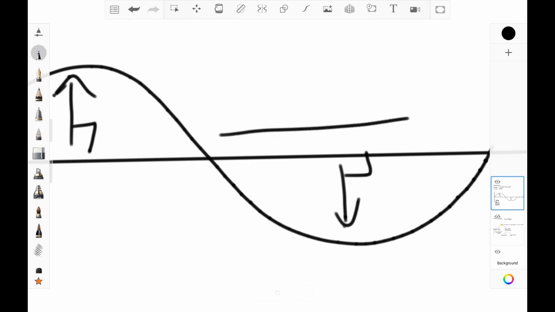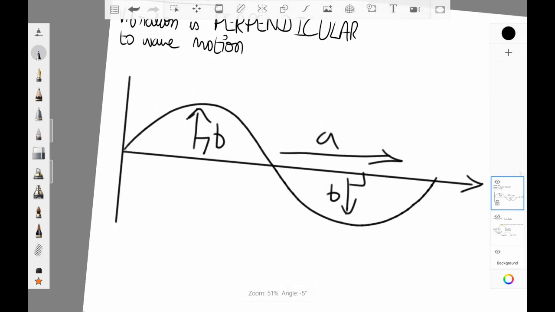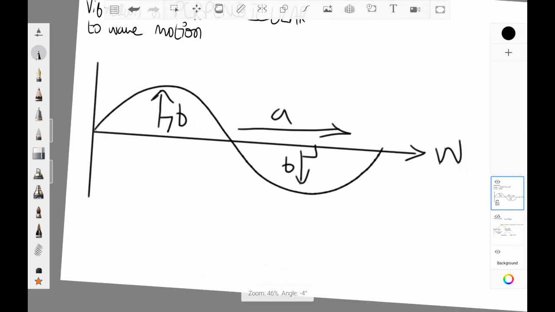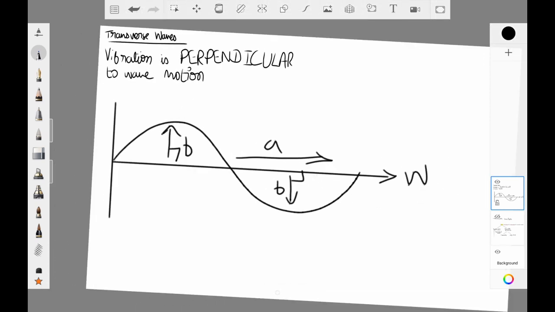You can represent the direction of vibration with this letter A, while the propagation could be B. Either way, you can see that it's perpendicular to the wave motion. And this applies to all forms of transverse waves. And that's about it for transverse waves. Now we'll look at longitudinal waves.